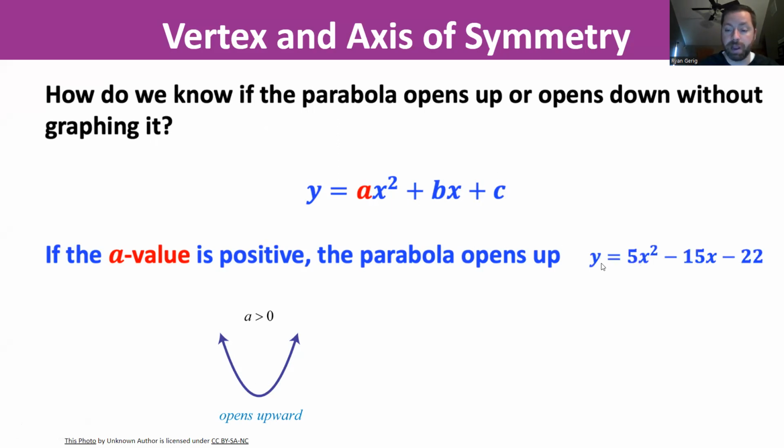Here's an example of that. Y equals 5x squared minus 15x minus 22. The 5 is all that matters when we determine whether it opens up or down. It's positive 5, so it opens up.